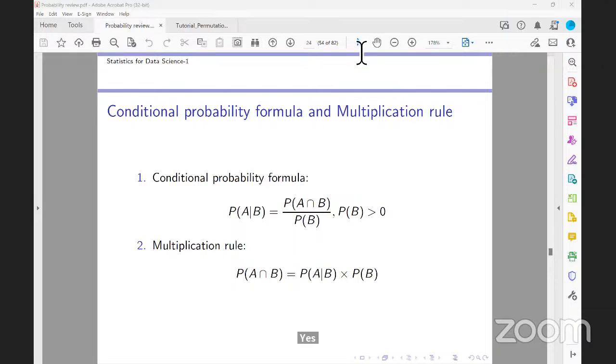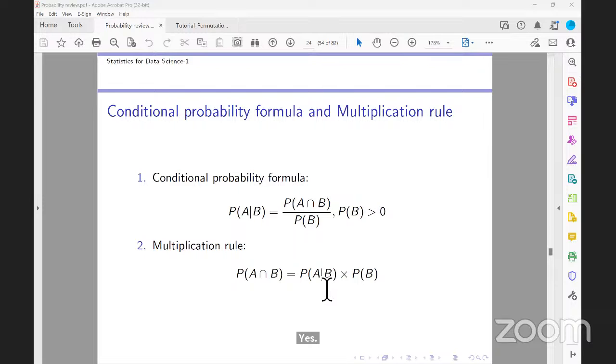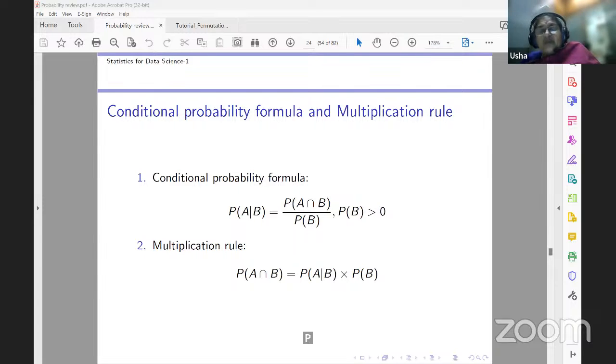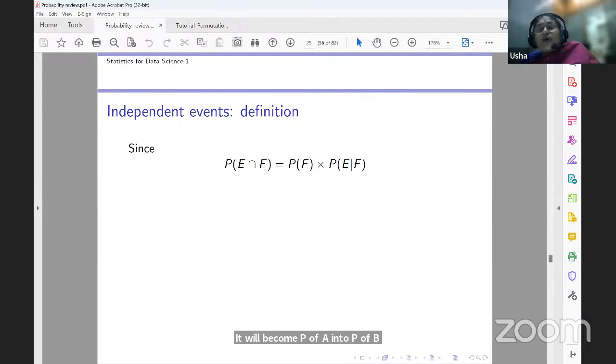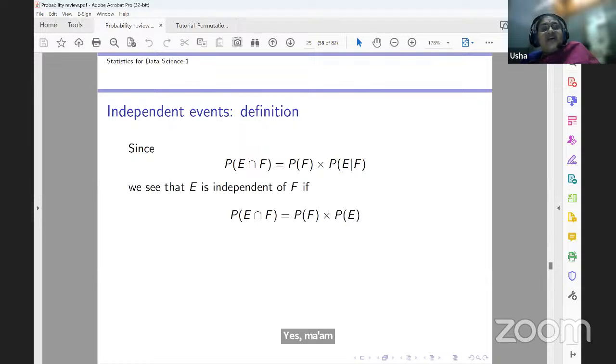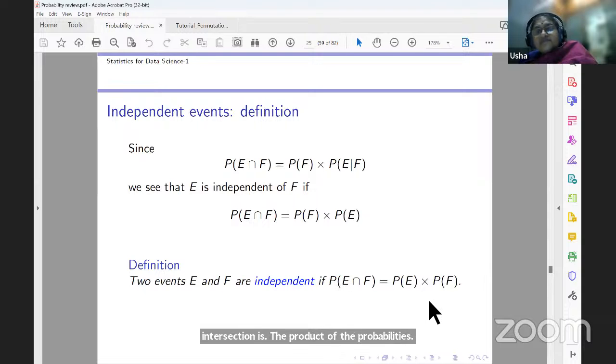So what would happen to the probability of A intersection B if A is independent of B? It would become P of A into P of B. Is it clear? When I have independent events, I say E is independent of F if the probability of the intersection is the product of the probabilities. Is this clear?